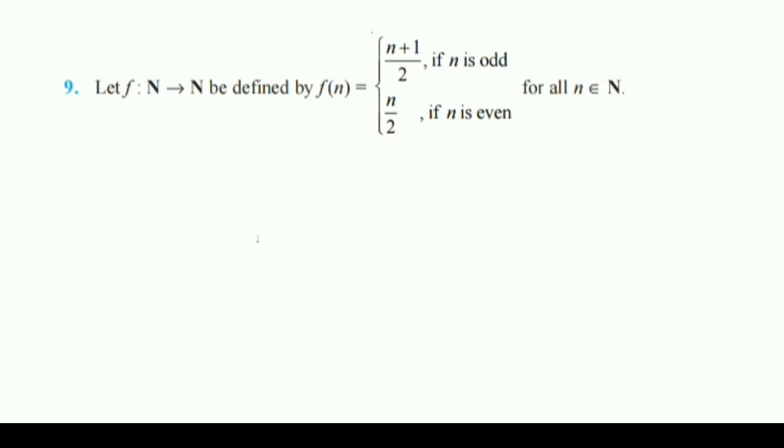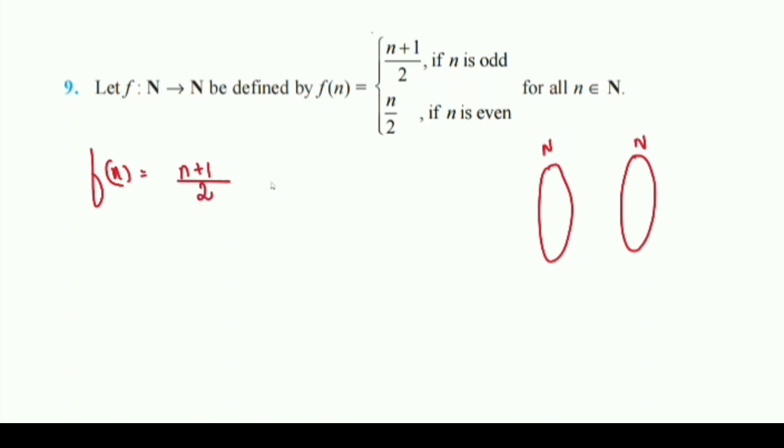Question number 9. F is a function from N to N, natural numbers to natural numbers. The function is defined as f of n is equal to (n plus 1) by 2 if n is odd, and it is equal to n by 2 if n is even. This is what is defined.